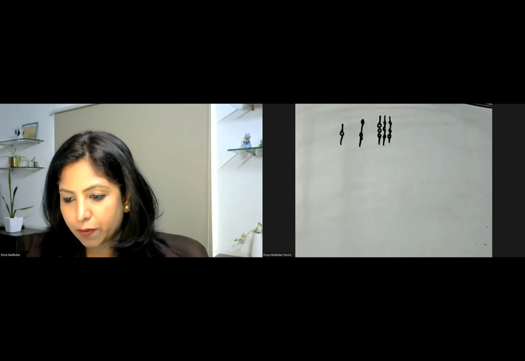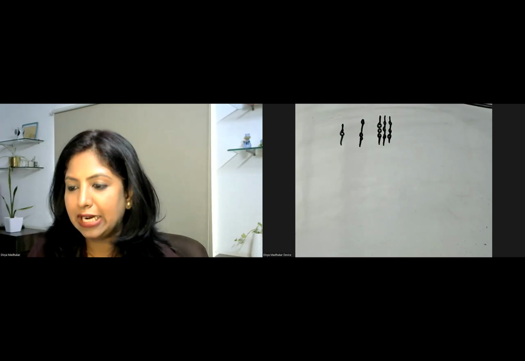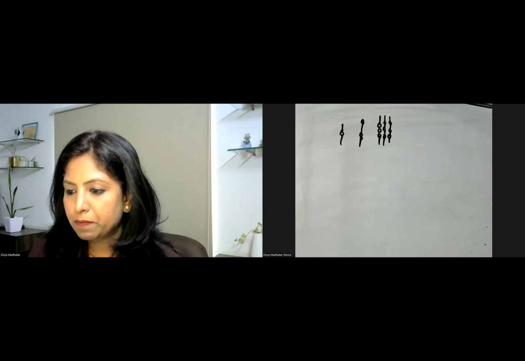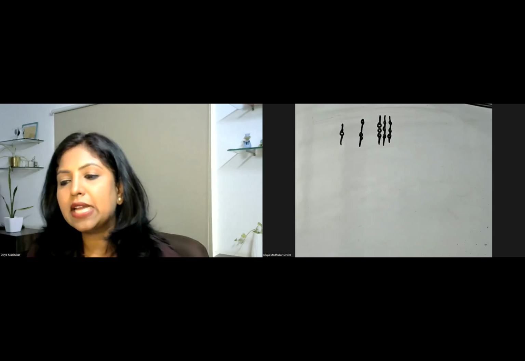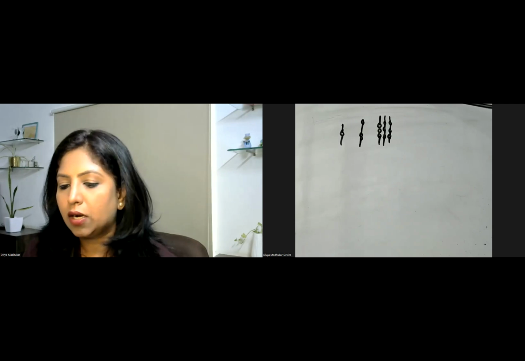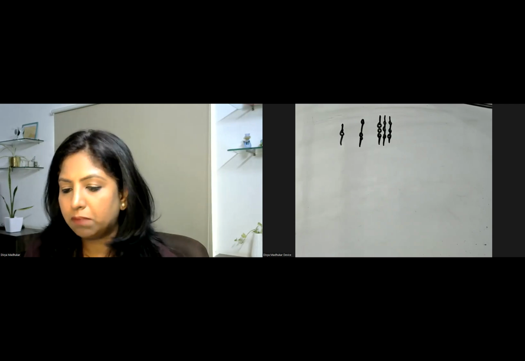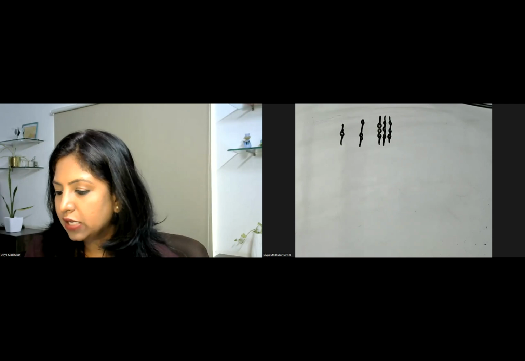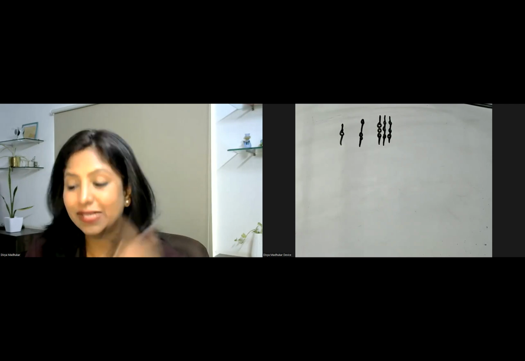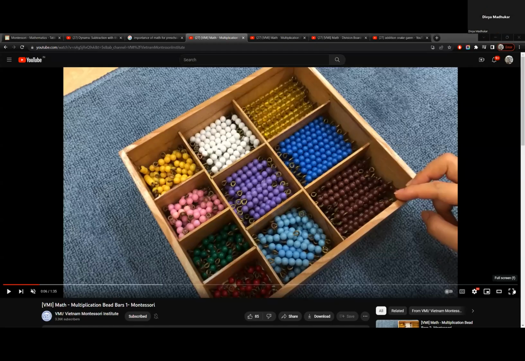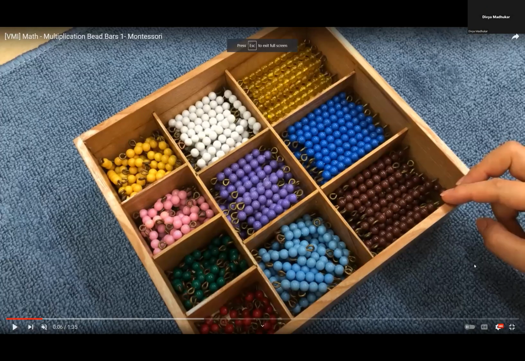I think you have not seen that material. I'll give you that. This is something that we use in our M3 class of 5.5, 6 years, when they are able to do a skip count, we can actually give this material to them. Okay, this is your bead frame.